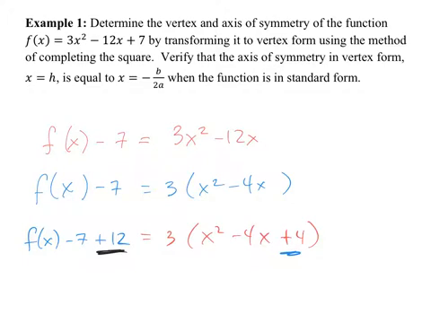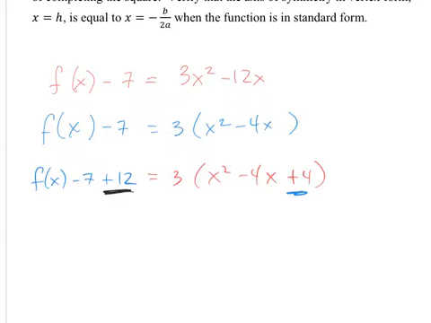So this is completing the square still, but it's a little bit trickier, because now you've got a y, you've got variables going on, and it looks like it's confusing, but it's not. It's going to simplify nicely. On the left-hand side, -7, +12 gives me +5.